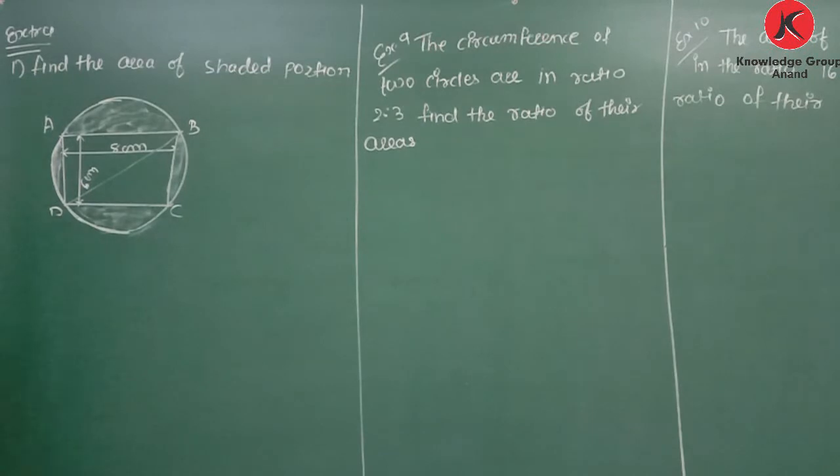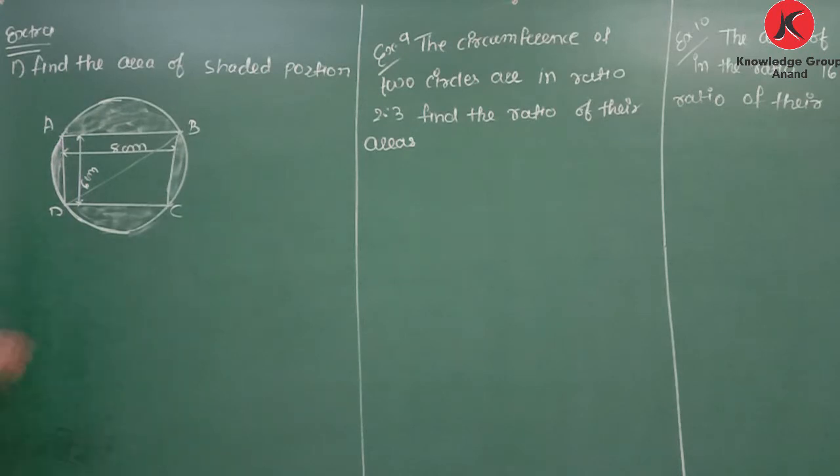Now let's take some extra examples. Here one circle is given. We need to find the shaded portion that is given in the figure. This is a circle. In the center we have a rectangle, and we need to find the remaining area excluding the rectangle.